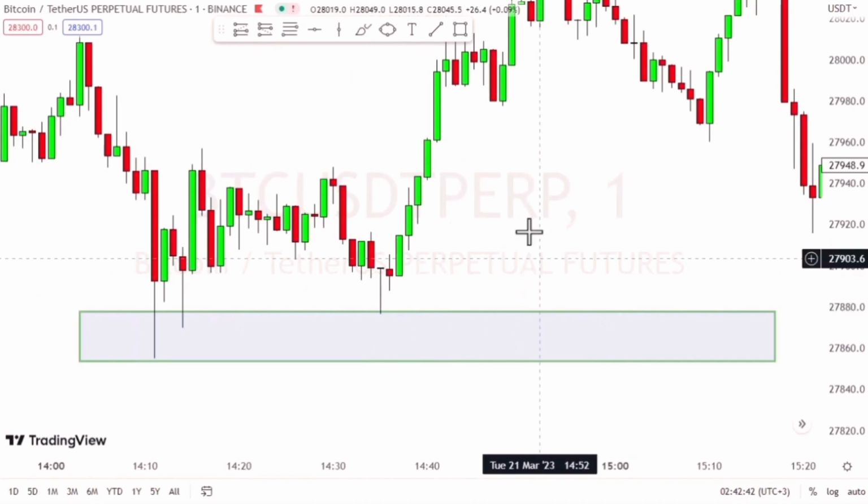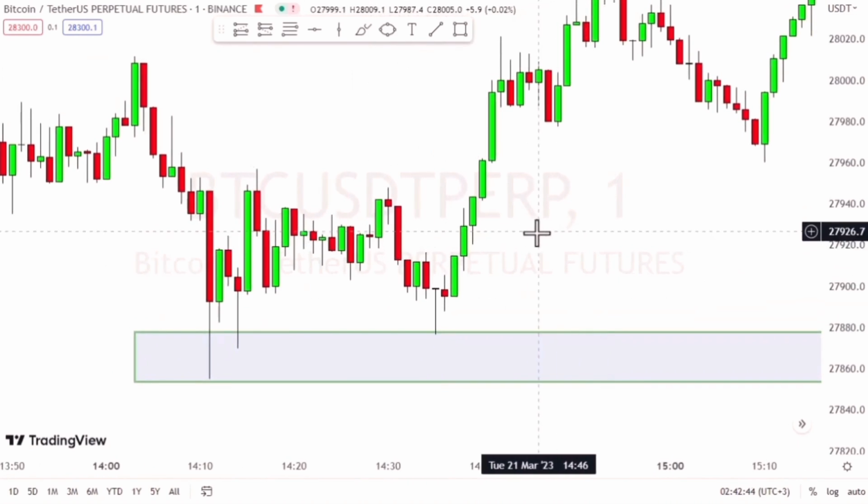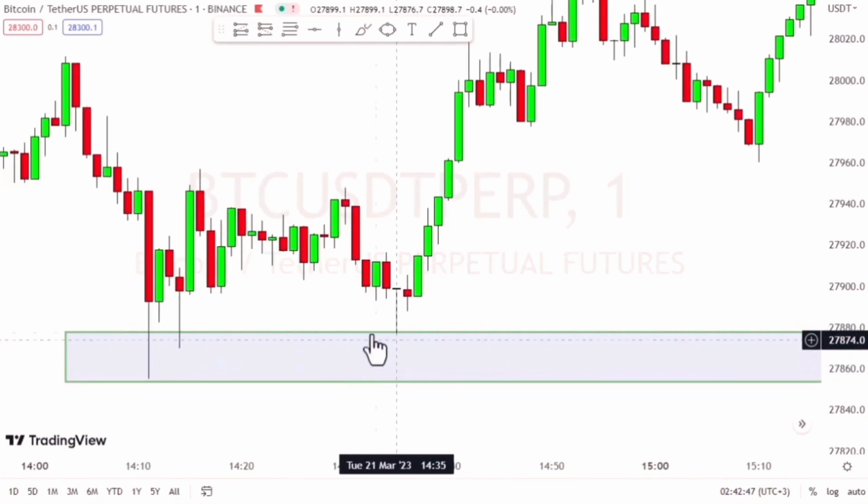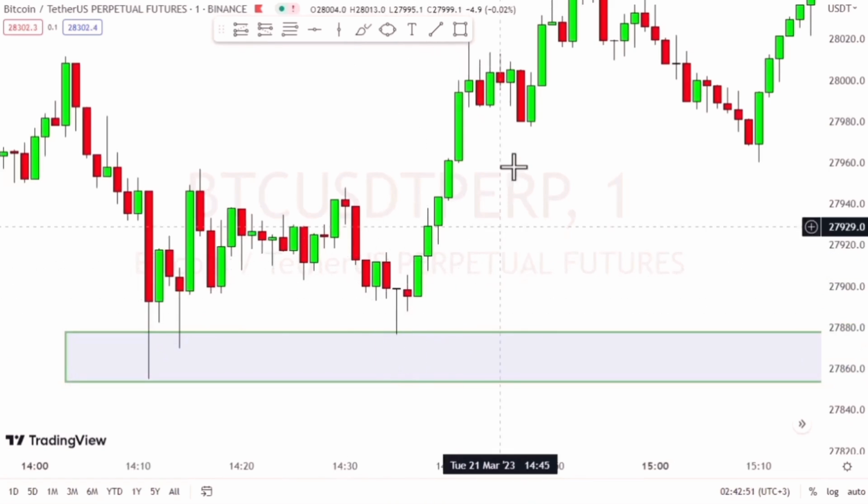So as you can see, this is our beautiful Dragonfly Doji here, and this is our support level, and it made the price bounce off again, and it went up beautifully.